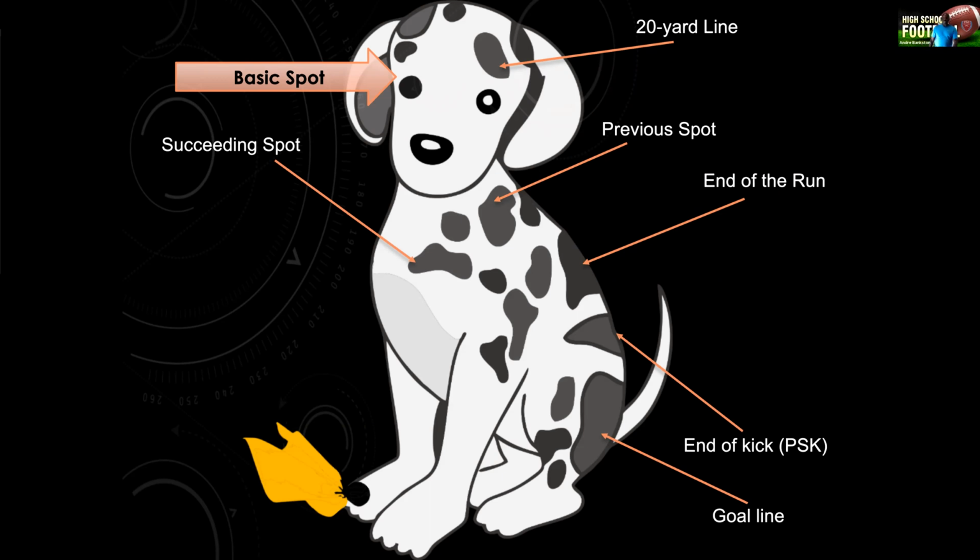It could be the 20-yard line. It could be the succeeding spot. So think of the basic spot as being the dog, and think of all the other enforcement spots as the spots on the dog. So they're all the same, but they're not, right? Confusing. But I'm hoping by you looking at the dog, it makes sense, right? So let's keep going.